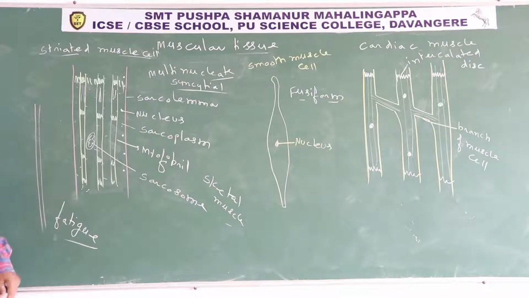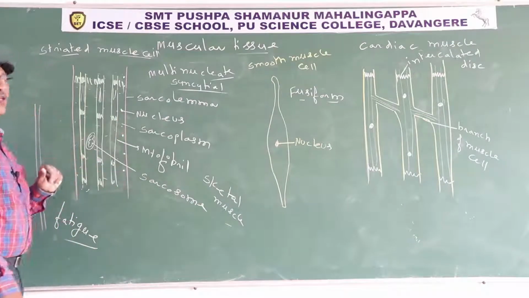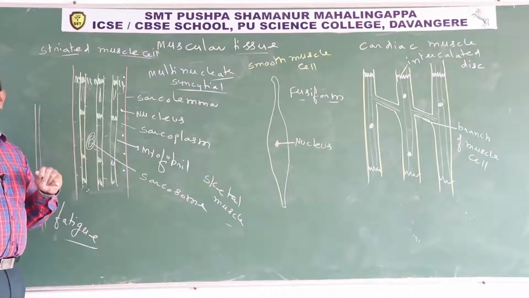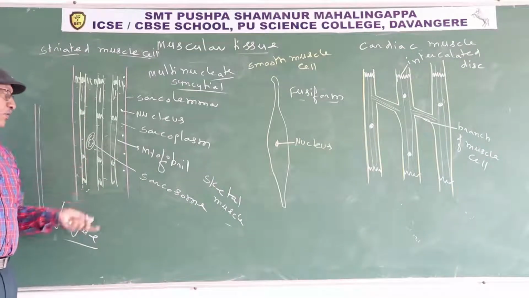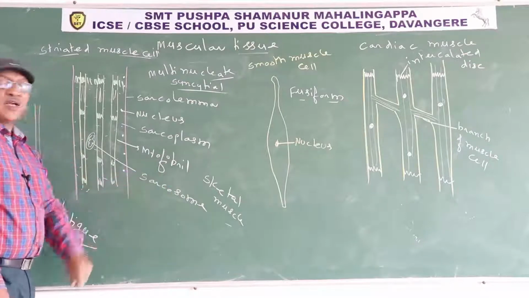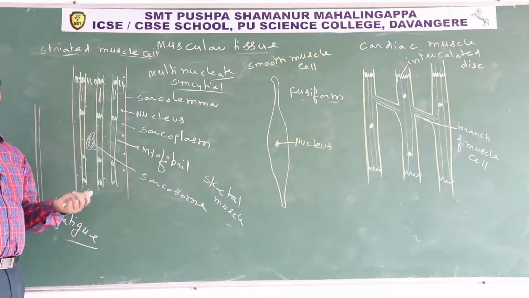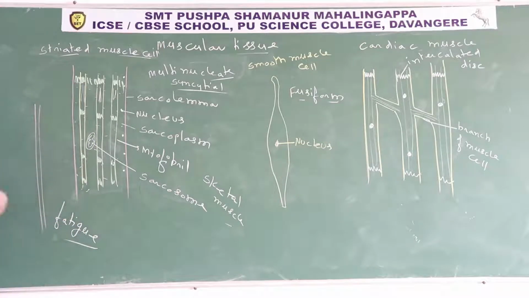So no need to write all these points for PU. You write a few points, enough. Striated muscle contains numerous striated muscle cells. Striated muscle cell is cylindrical, elongated. Striated muscle cells are multinucleate, several nuclei are present. Striated muscle attaches to bone. That's why striated muscle is also known as skeletal muscle. Striated muscles undergo rapid contraction and relaxation. That's why they are subjected to fatigue.